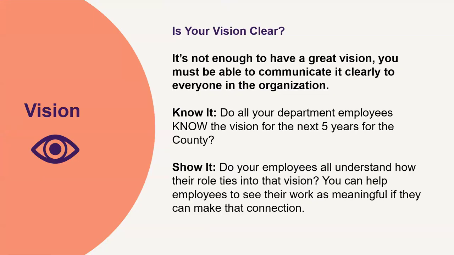We went through our exercise where we determined what Kalamazoo County's vision was for the next 5 years. But it's not enough to just have a great vision statement. You need to be able to communicate it clearly to everyone in your organization. So your goal as department leaders should be that everyone in your organization understands and connects with the organizational mission over the next 5 years.